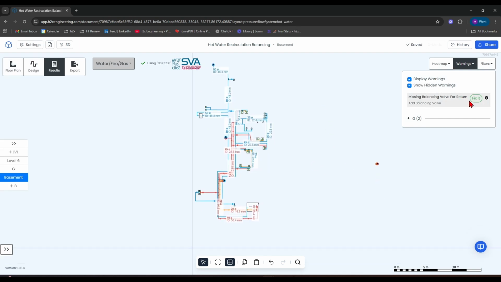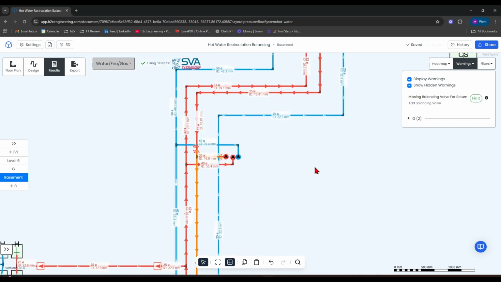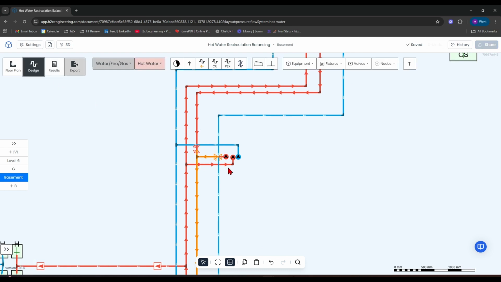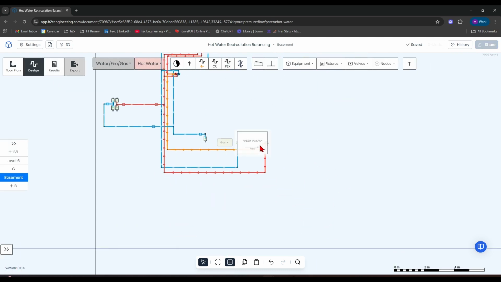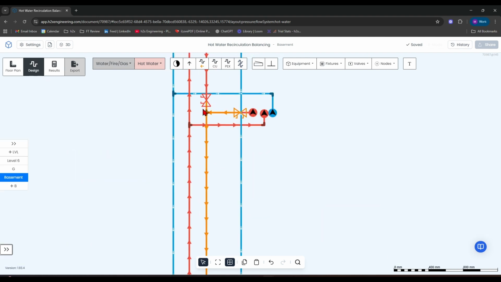For now, I wouldn't recommend just hitting fix it because sometimes h2x might place a balancing valve in the wrong place. But if we assess this system back in design mode, you can see that we've got our hot water plant coming over and across, and you can see that we've actually split off to a branch that goes up some risers. Balancing valves here, which would be fine if there wasn't a balancing valve further on down the system.